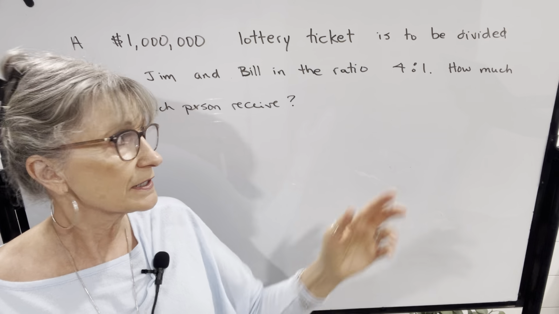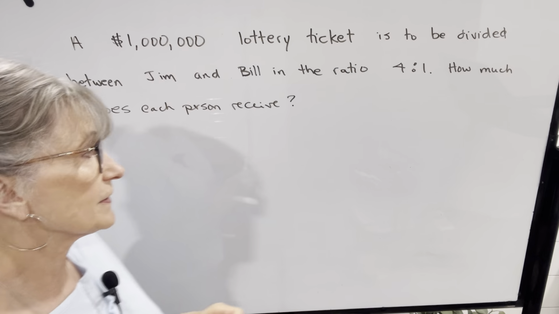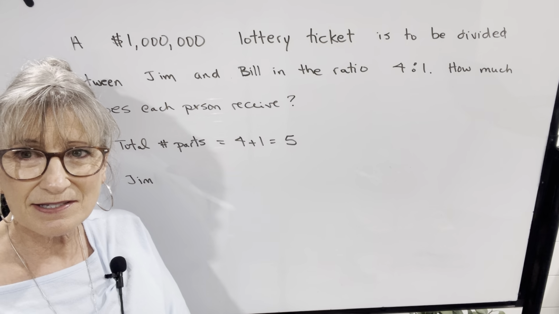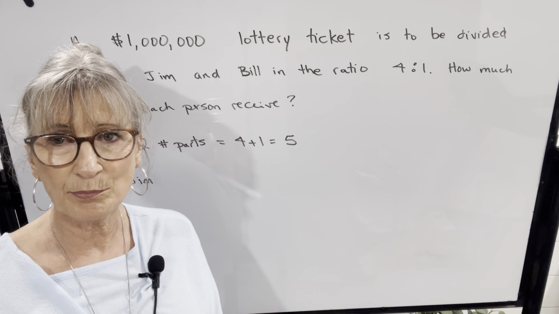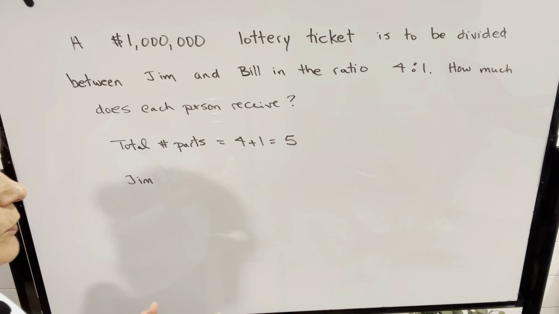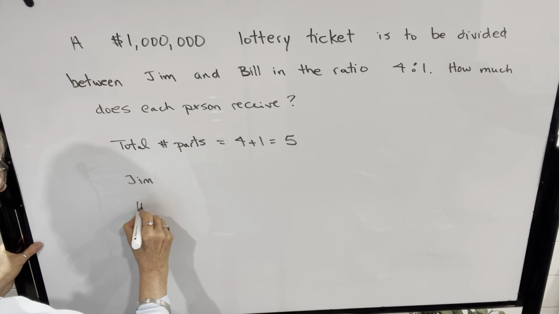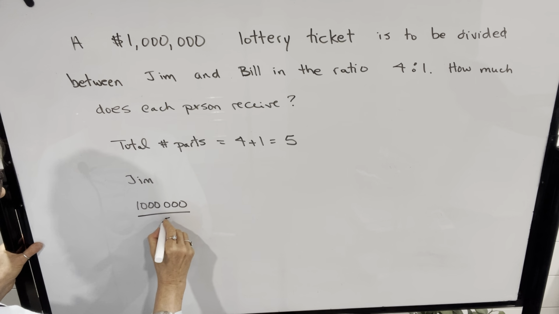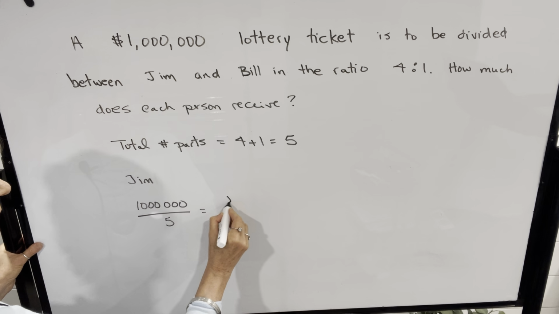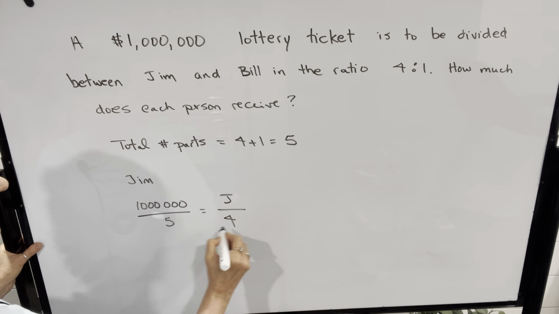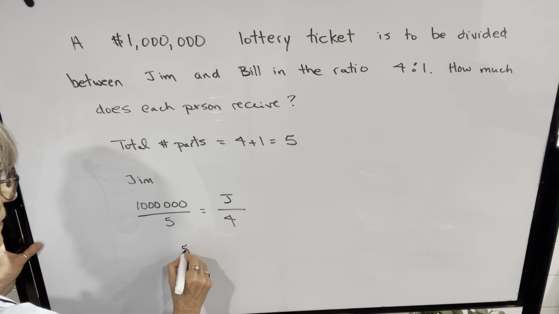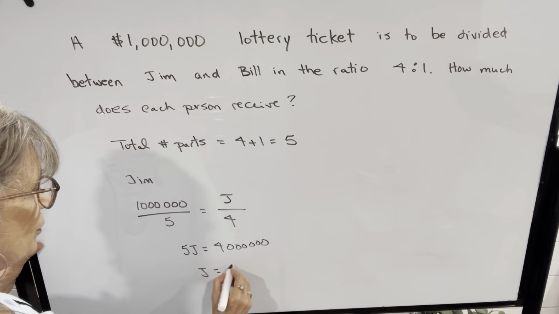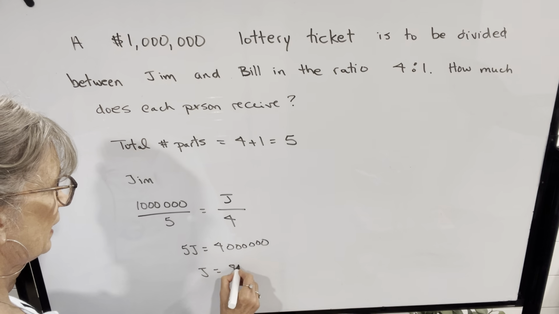So what you need to do is add these two numbers to get the total number of parts. Now we're going to calculate Jim's portion and Bill's portion separately. Just like with the last example, there's two ways we can approach it. We could set it up as a proportion: the total amount of money, $1 million, should be over the total number of parts, which is 5. We want to know Jim's amount, so we'll put a J there, and he gets 4 parts. Now we cross multiply, so 5 times J will equal 4 million. So Jim should receive 4 million divided by 5, which is 800,000.